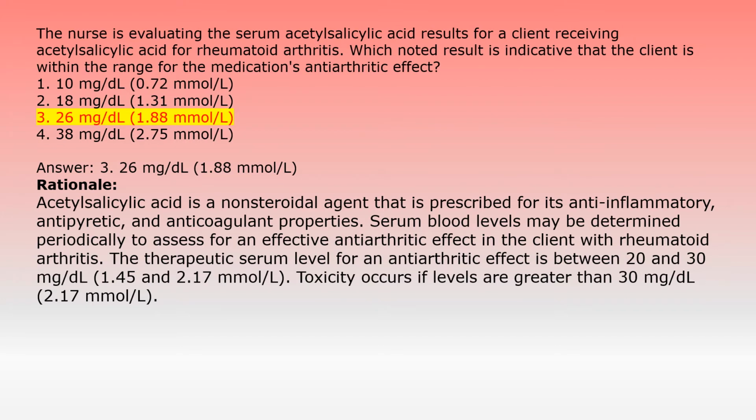The therapeutic serum level for an antiarthritic effect is between 20 and 30 mg per deciliter, 1.45 and 2.17 mmol/L. Toxicity occurs if levels are greater than 30 mg per deciliter, 2.17 mmol/L.